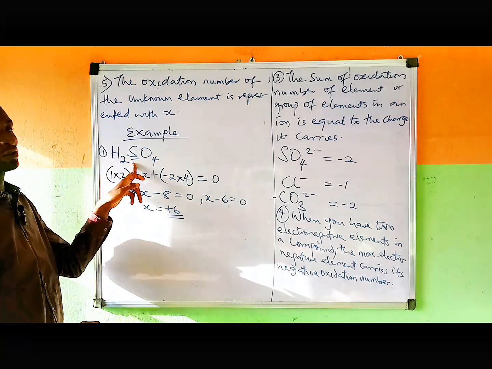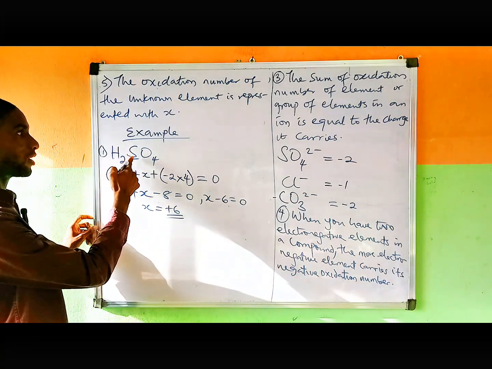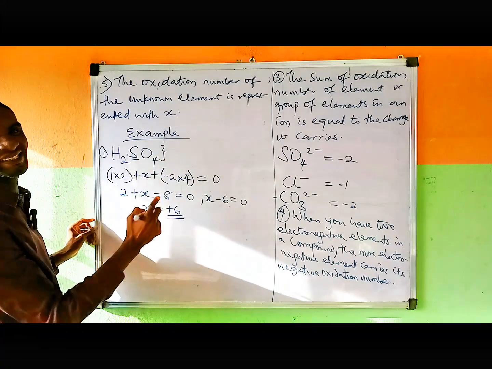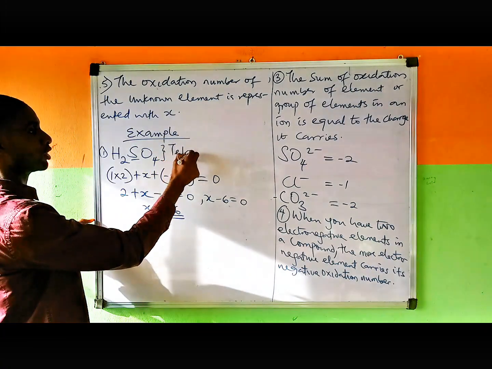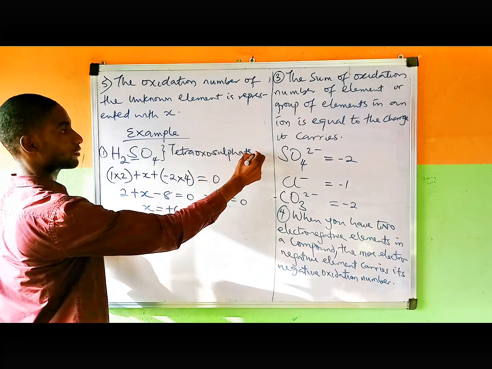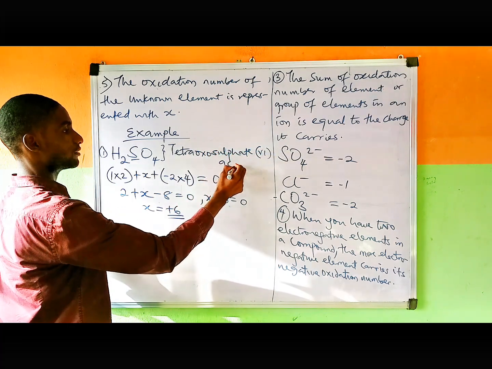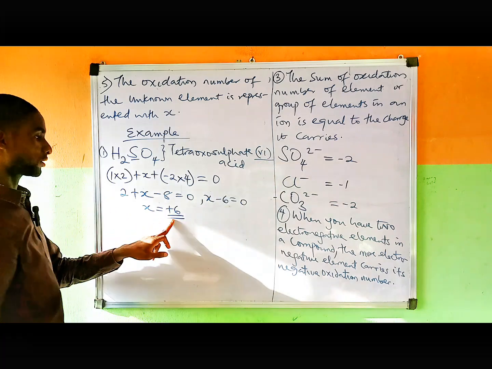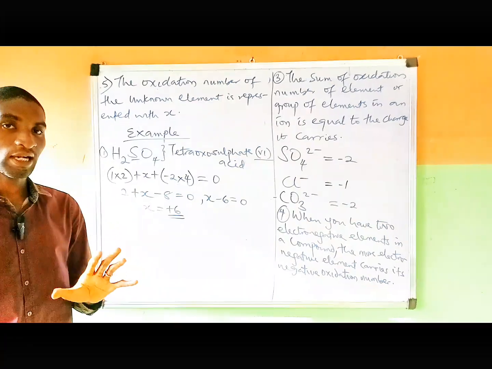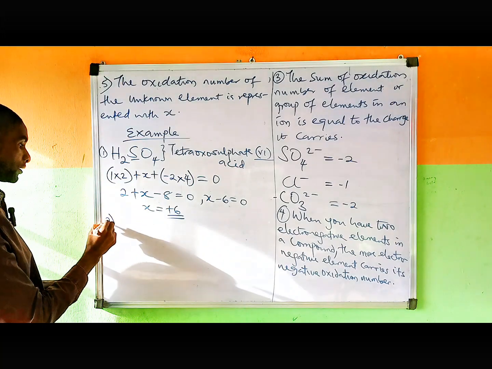X minus 6 equals 0, then X will equal plus 6. So that is the oxidation number of sulfur here, and that is why this compound is called tetraoxosulfate 6 acid. Can you see the 6? That means the oxidation number of sulfur in this compound is 6. Is that clear? Let's look at another example.